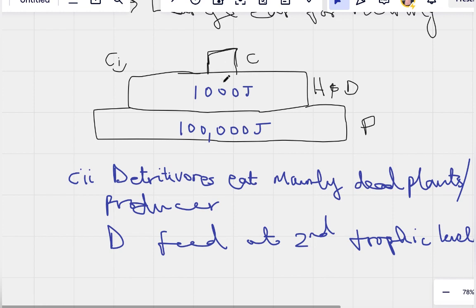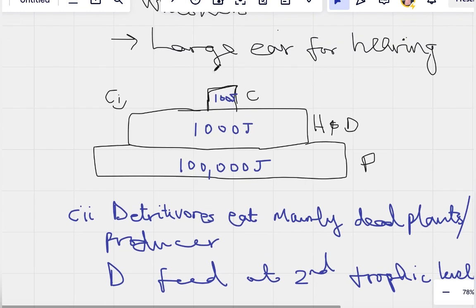Now, only 10% will be transferred from this second trophic level to the third one. So 10% of 1,000 will be what? 100, right? 100 joules. So by the time you are having another 10% in the next level, level 4, another 10% will be just 10 joules in level 4.